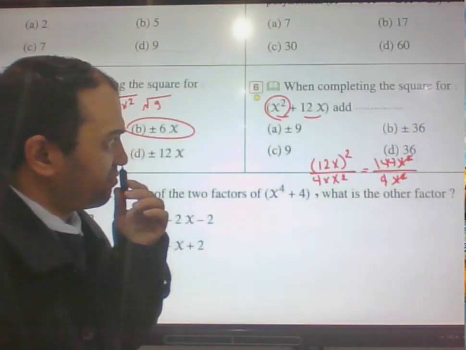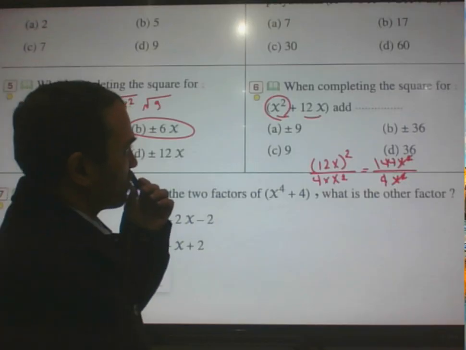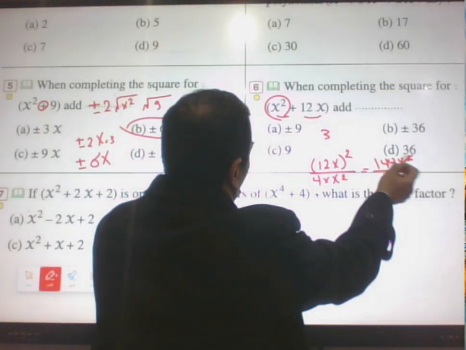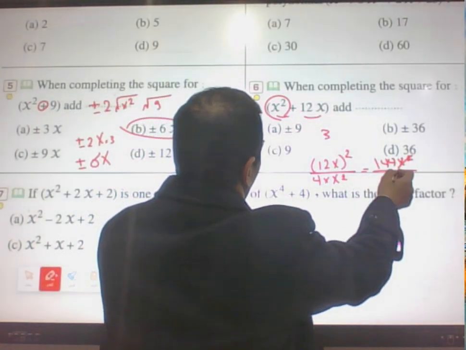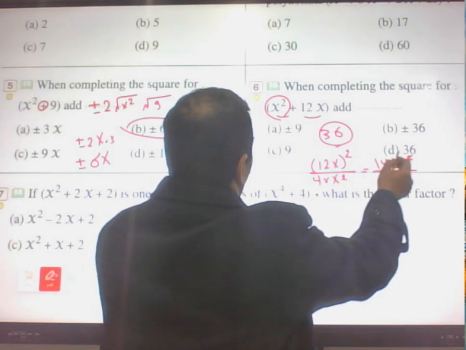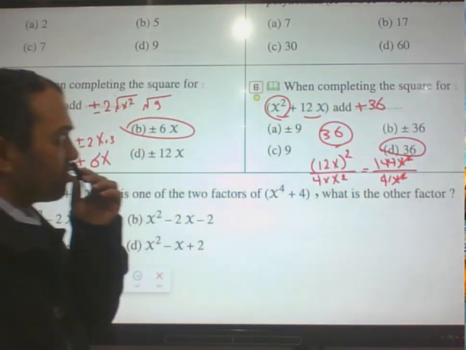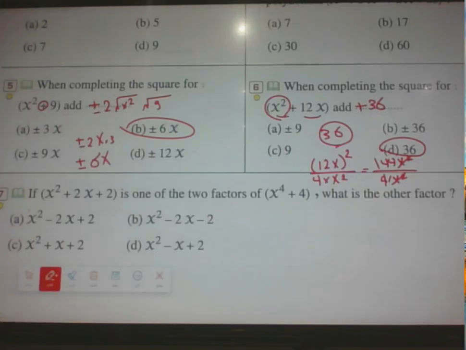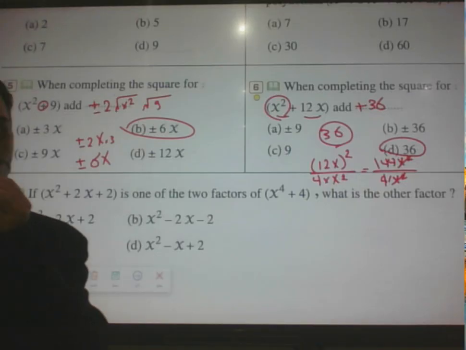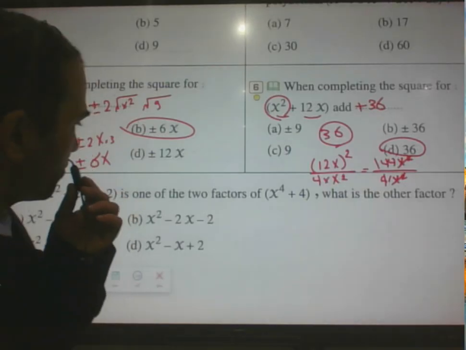144 divided by 4. 14 divided by 4 equals 3, and the remainder 2. 24 divided by 4 equals 6. Then the answer will be 36. We must add positive 36, not positive or negative, okay? Because it's a third term, to convert this example to a perfect square. Understood, students? Okay, next question.